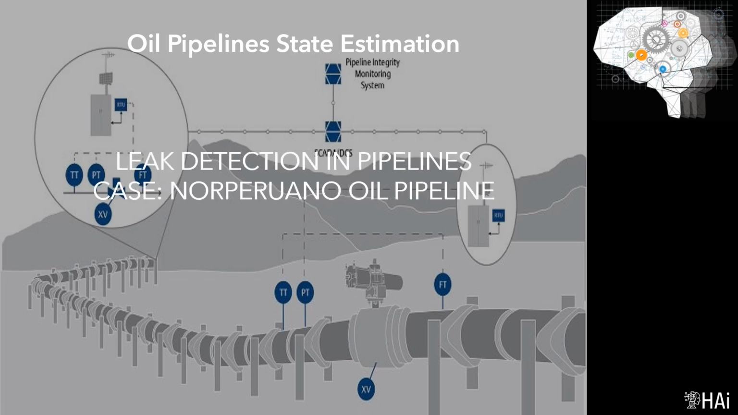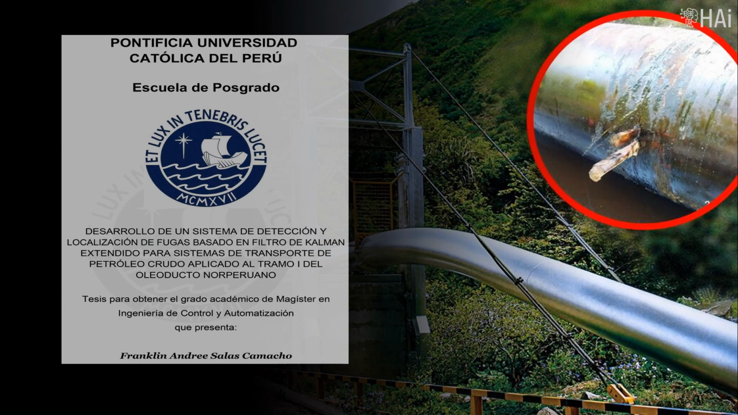Leak detection in pipelines. Case, Nor-Peruano oil pipeline. This section is based on the thesis "Desarrollo de un sistema de detección y localización de fugas basado en filtro de Kalman extendido, para sistemas de transporte de petróleo crudo, aplicado al tramo I del oleoducto Nor-Peruano."